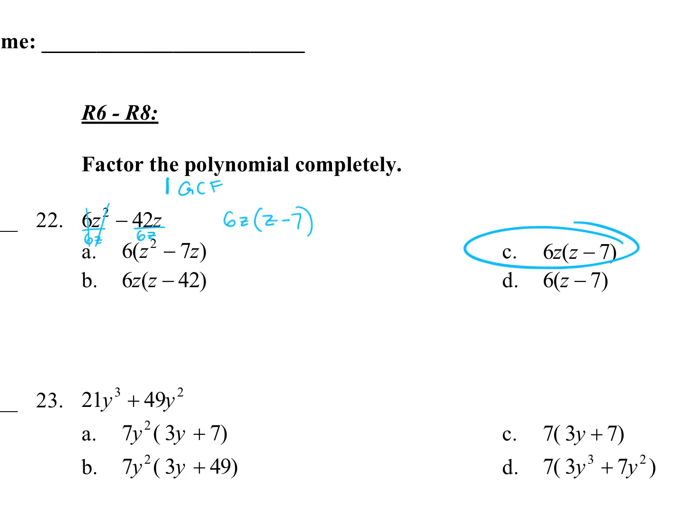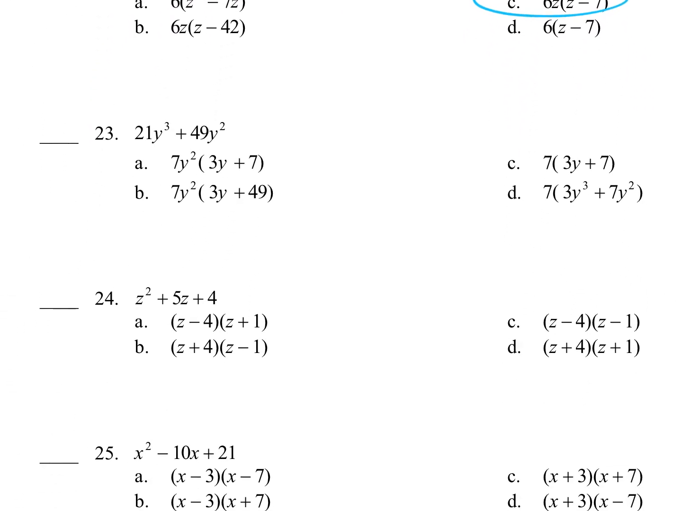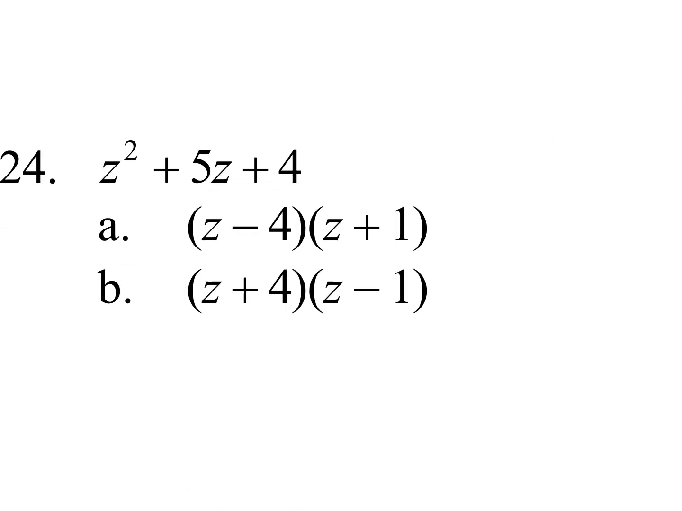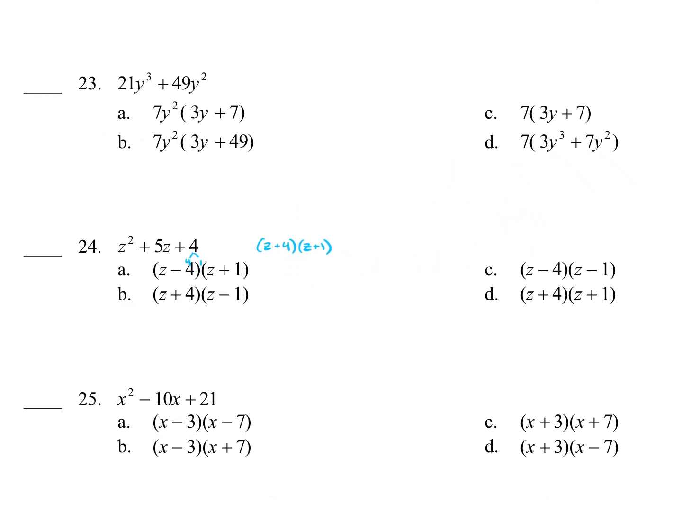So anytime you only have two terms, you always want to check and see if you have a GCF. Take out the GCF. Same thing with 23. We would take out the GCF. Let's look at 24. What are two factors of 4 that add to 5? 4 and 1. Are they both positive? Yep. So we would write this as z plus 4 and z plus 1. So that would be answer choice D.